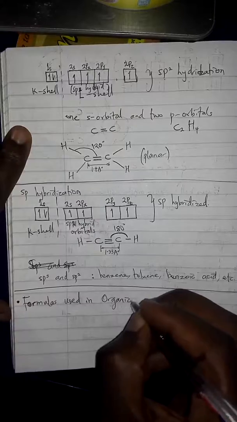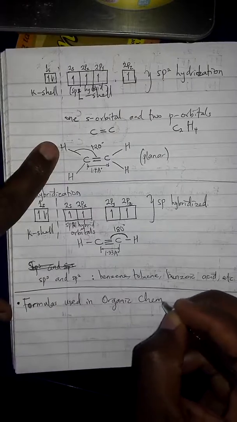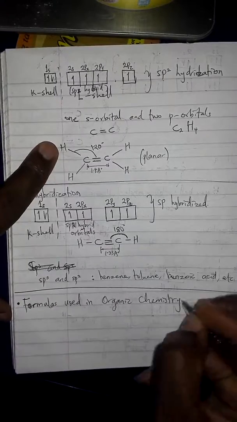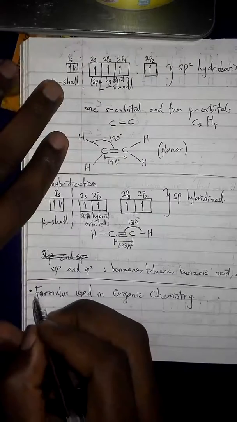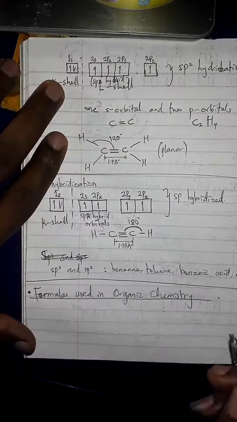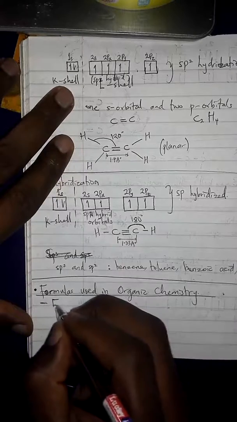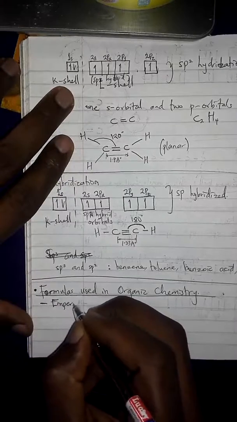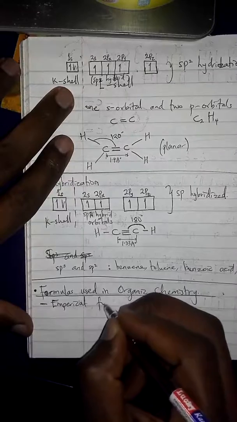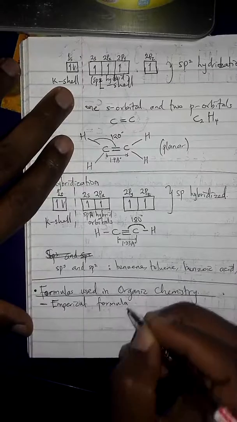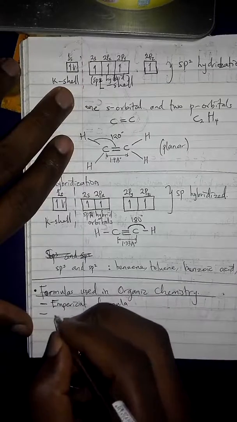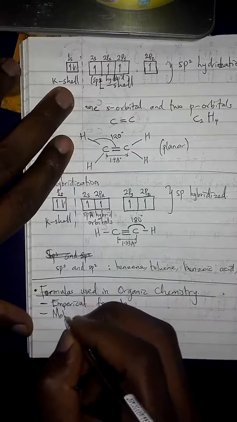Formulas used in organic chemistry. We have different formulas we're going to use in organic chemistry. There are four of them. We call one the empirical formula. We're going to explain each one of them and how to derive them and all of that.